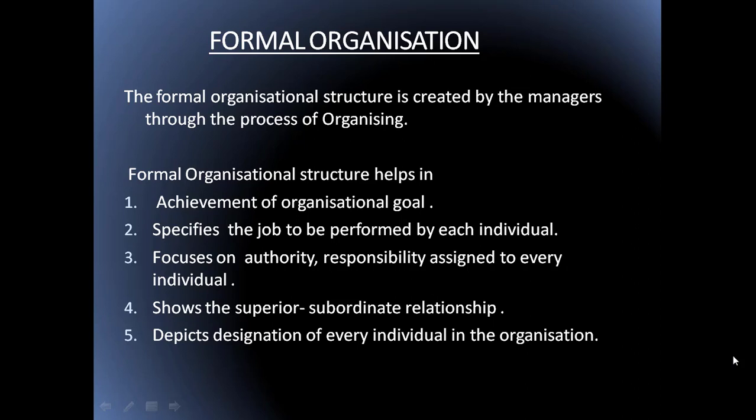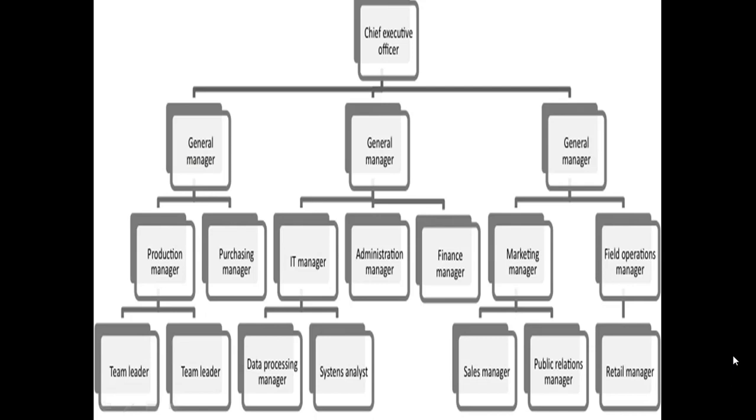Then the formal organizational structure specifies the job to be performed by each individual. It focuses on the authority and responsibility assigned to every individual. It shows the superior subordinate relationship and depicts the designation every individual has in their organization, right? Now, this is the diagrammatic representation of formal organizational structure.